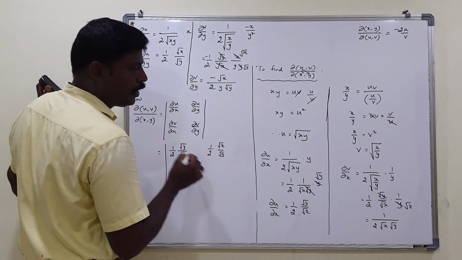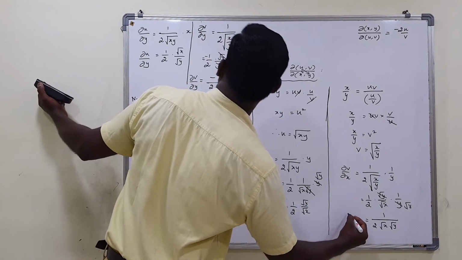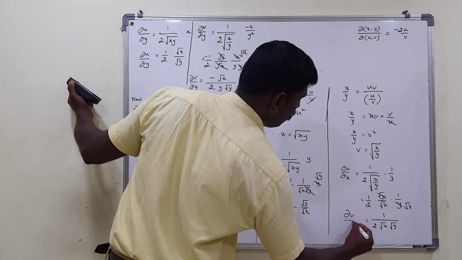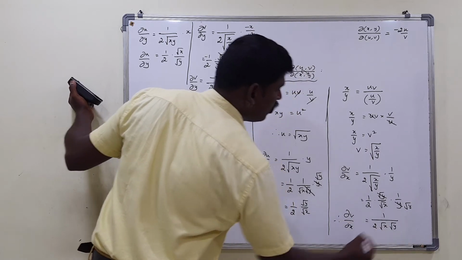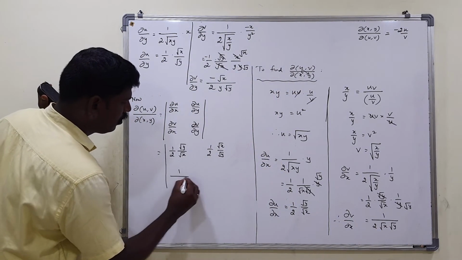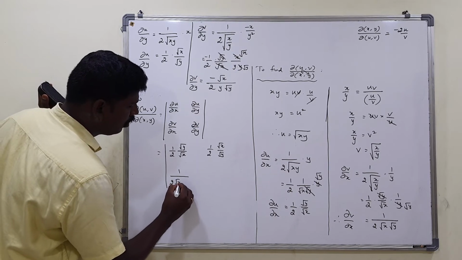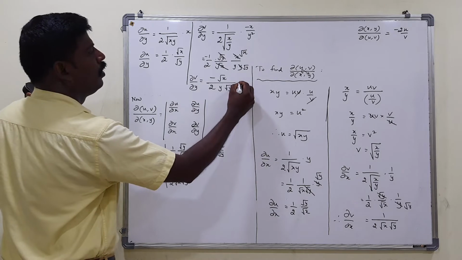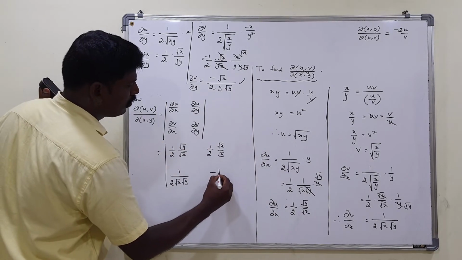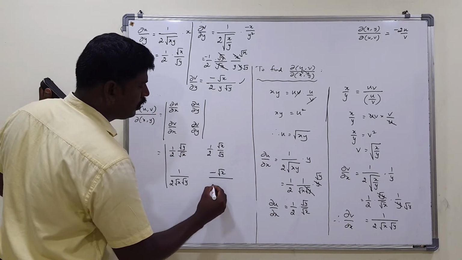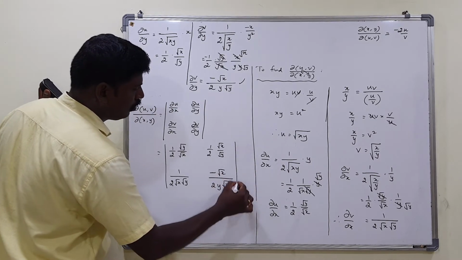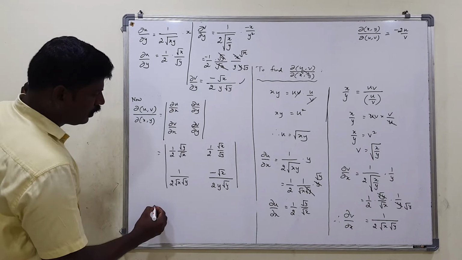Then what is ∂v/∂x? ∂v/∂x is here, isn't it? So 1 by 2 into root x into root y. What is ∂v/∂y? Minus root x by 2 into y into root y, isn't it? That's all.